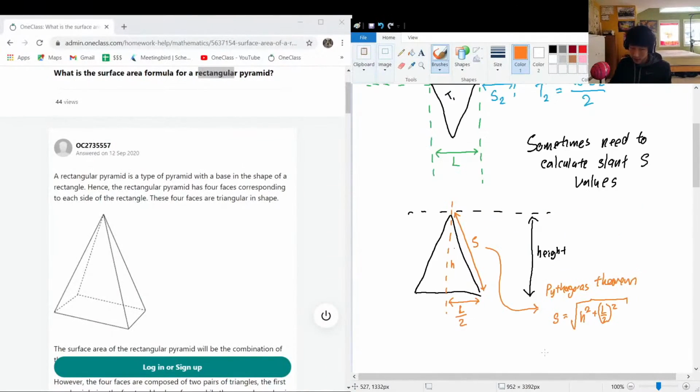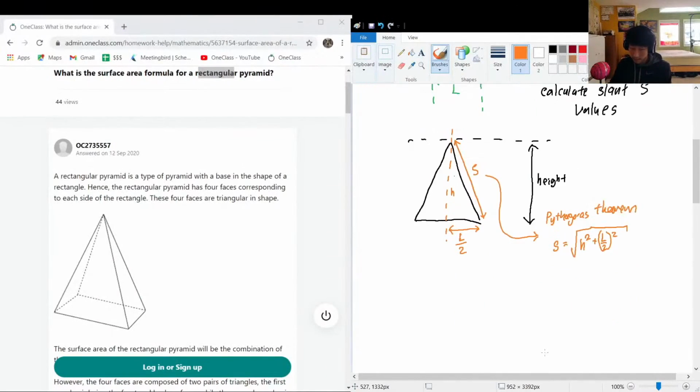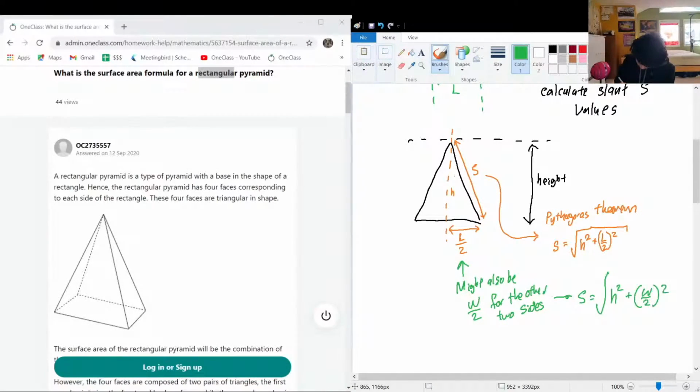This could also be, I'll write that in a different color, maybe green, width over 2 for the other sides. So in this case, S would be equal to the square root of height squared plus width over 2 squared. Okay, so these would just be some of the procedures.